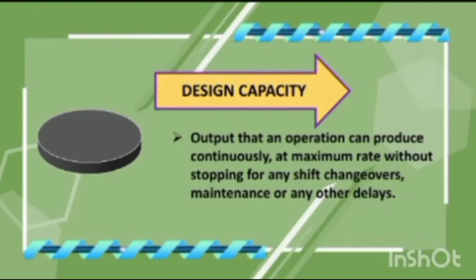So this design capacity is what a process is capable of producing under perfect conditions. And in some cases, this might be interpreted as maximum capacity because there are no stoppages and it runs continuously.